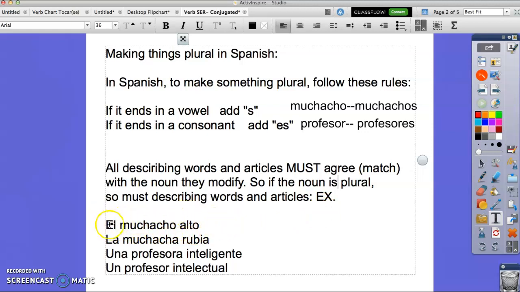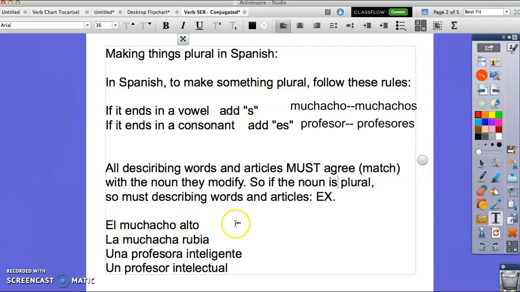So let's see if we can change these sentences to the plural form. Okay, so we have el muchacho alto. So I want to make that plural, okay? So I'm saying the boy tall. Remember, Spanish is backwards, so it would mean the tall boy. Now I want to change it to say the tall boys. Okay, so here's what we're going to do. We're going to start with the word muchacho. How do I make that plural? Well, it ends in a vowel. It ends with an O, so I add an S. Okay, same with the word alto. It ends with a vowel. Okay, so I'm going to add the S.